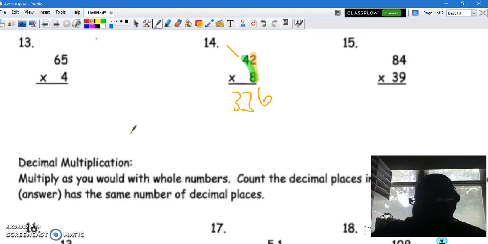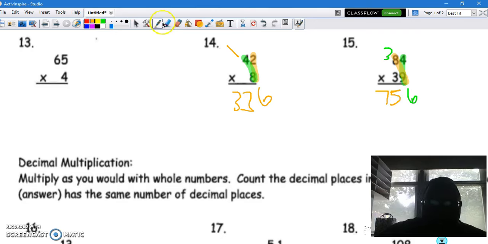And let's do 15. Oh, look at that. Double digit. Rock and roll. First do 9 times 4. 9 times 4 is 36. Carry the 3. And then I'm going to do 8 times 9, which is 72, plus 3, 72, 73, 74, 75. So that's going to be 75.